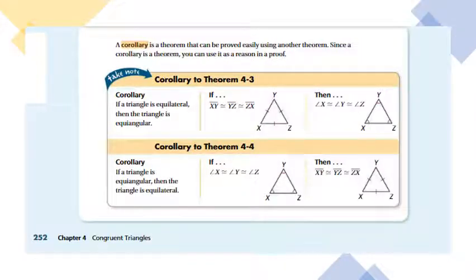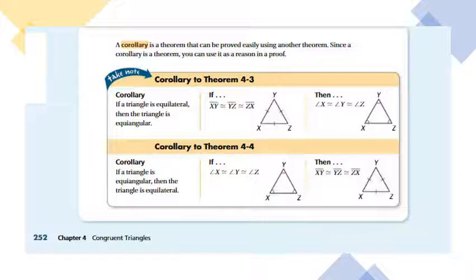Let's see this. A corollary. What is the corollary? Let's recall what we took before. It is a theorem that can be proved easily using another theorem. Since a corollary is a theorem, you can use it as a reason in a proof. Okay, so let's see here the corollary to theorem 4-3.